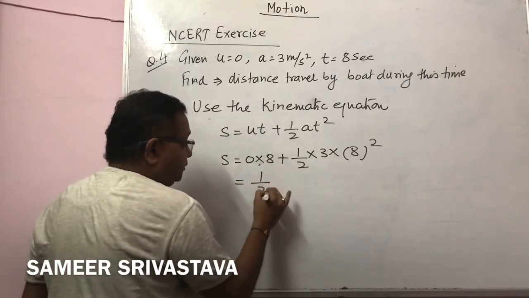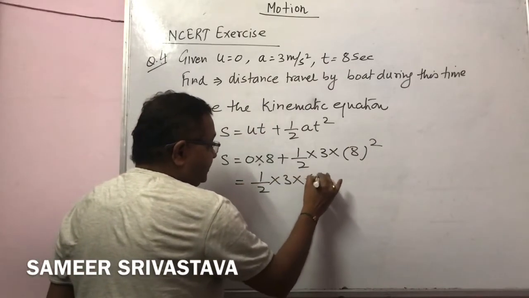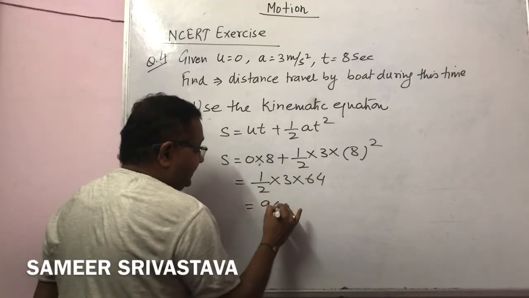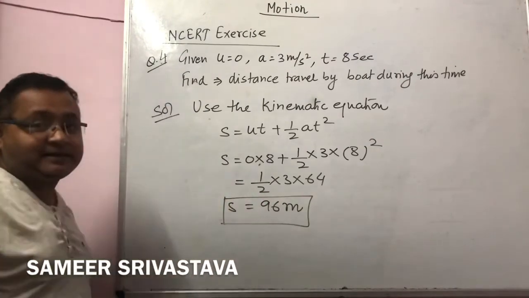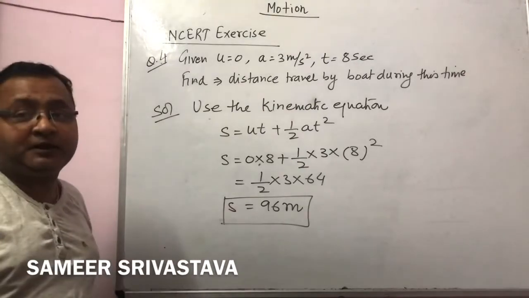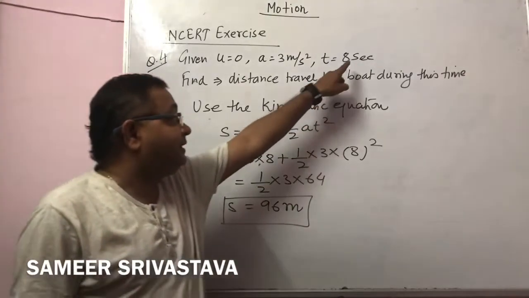Now 1 upon 2 into 3 into 64. The answer will be 96 meter. Here the final result 96 meter. It means the boat covered 96 meter in 8 seconds.